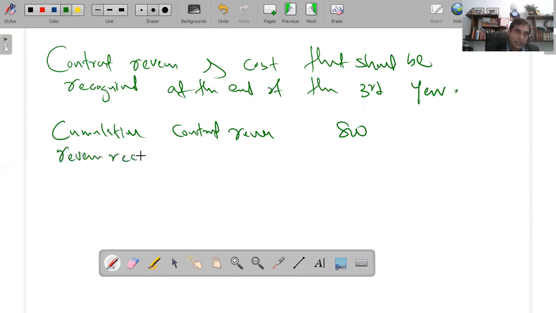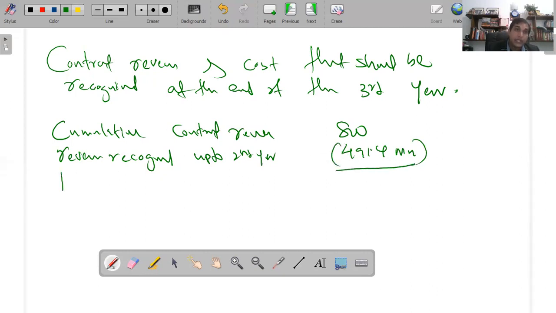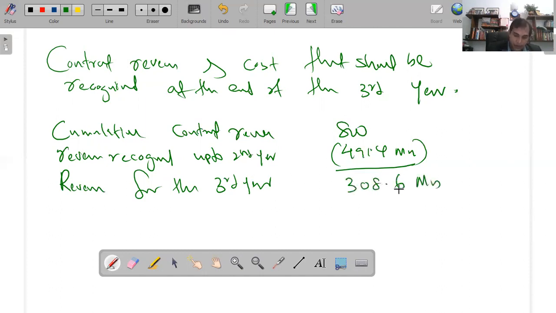Revenue recognized up to second year, 491.4 million. Then revenue for the third year. Revenue for the third year, what is the balance? 800 minus 491.4, that is 308.6 million. So this is the revenue for the third year.